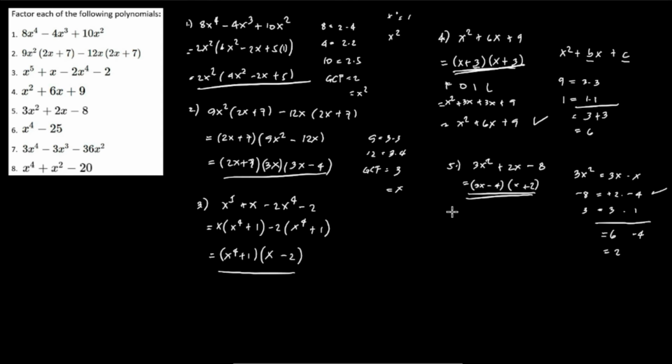If we check based on the FOIL method, 3x minus 4 times x plus 2. By checking, 3x times x, that's 3x squared. 3x times 2, that's positive 6x. Negative 4 times x, negative 4x. Negative 4 times 2, negative 8. And simplify, 3x squared plus 6x minus 4x is equal to positive 2x, and copy negative 8, which is the same value as our given. 3x minus 4 times x plus 2 is the factor.